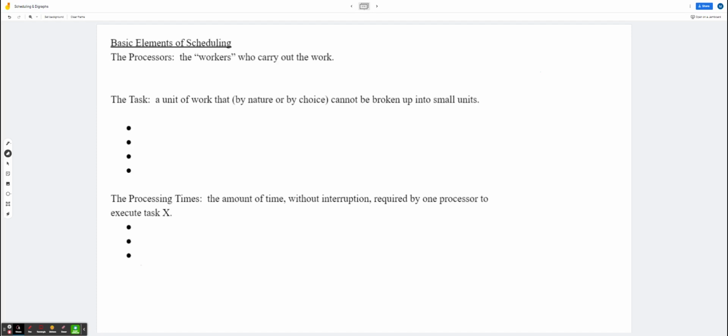Today we're going to start talking about scheduling. We're going to start off with the elements of a scheduling problem and then look at how this connects to graph theory and put it all together.